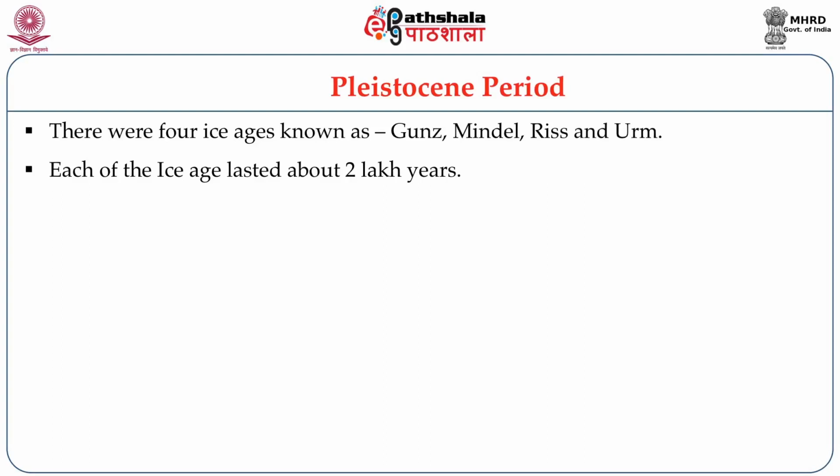Various studies have revealed that each one of these four ice ages lasted for about 2 lakh years. That means about 6 lakh years have been covered by Gunz, Mindel, Riss, and Wurm. Wurm, being the last ice age, was succeeded by the next climatic period, the Holocene, which is a warmer climatic condition.